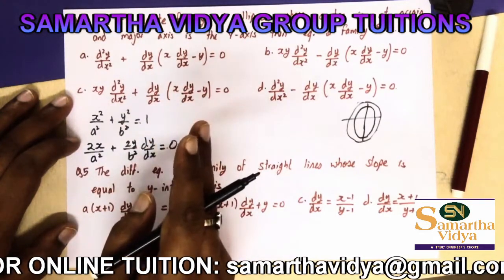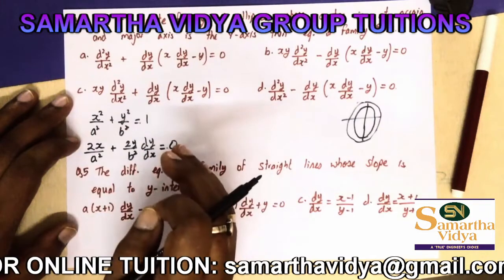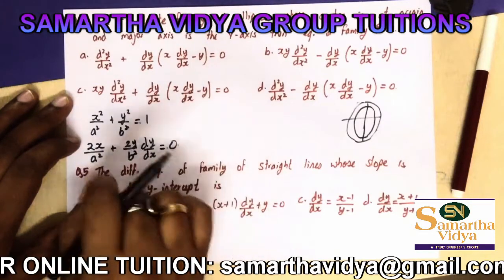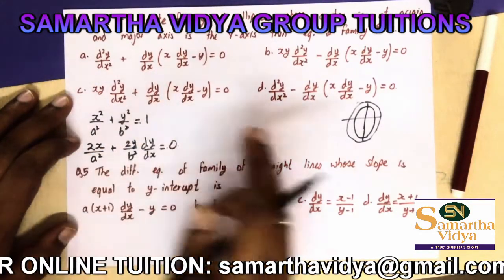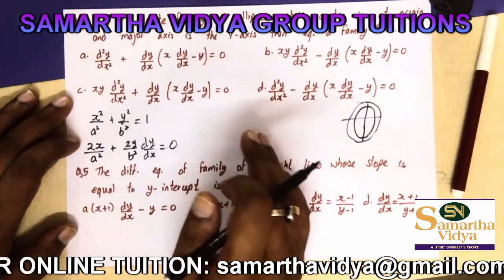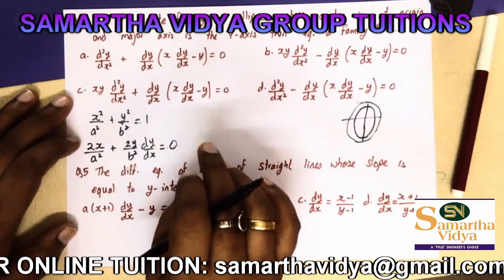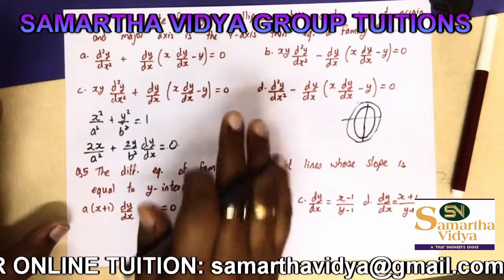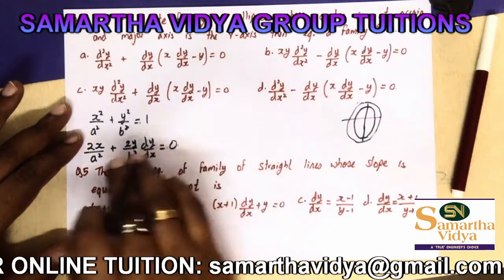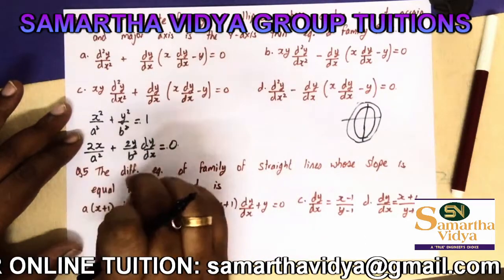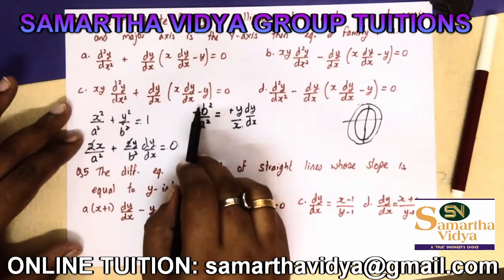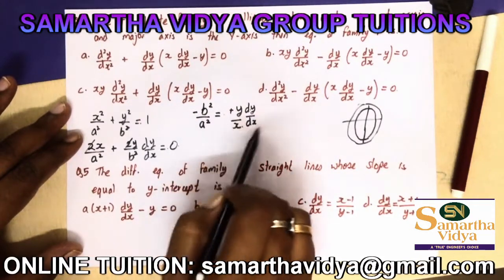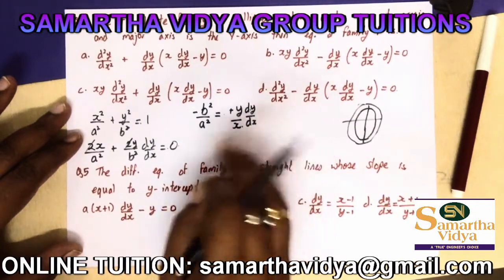So we have taken the first derivative. Since we have two arbitrary constants, we need to find the second derivative also. Now directly if I go and find the second derivative, I will not be able to eliminate the arbitrary constants, because in the differential equation I do not need the arbitrary constants. So what I will do is take the arbitrary constants on one side and then find the derivative. So when you take the arbitrary constants on one side, you will be getting minus b square by a square is equal to all the other variables and the differential terms on the other side.